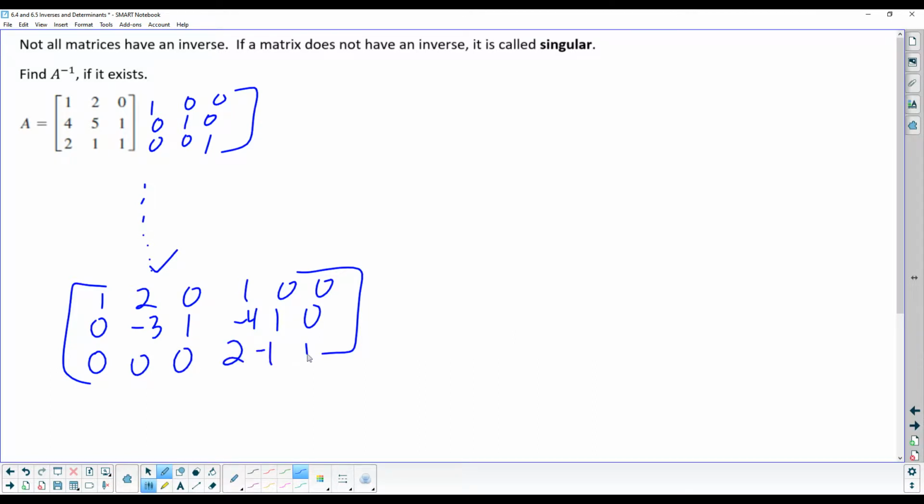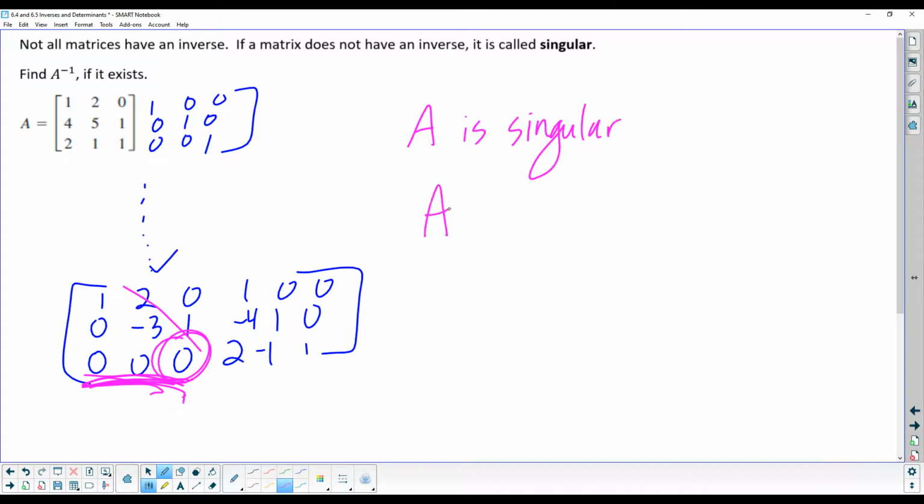Yeah, we can't get a diagonal. We ended up with a situation where we ended up with a row of zeros on the left. So if you get a bunch of zeros here, there's no need to continue. You're never going to get a 1 back here, because if you try to get a 1 here, maybe you add down, you end up with not a 0 here. So if you get a bunch of zeros, 0, 0, 0, you're done. It's called singular. This is a singular matrix. It does not exist.